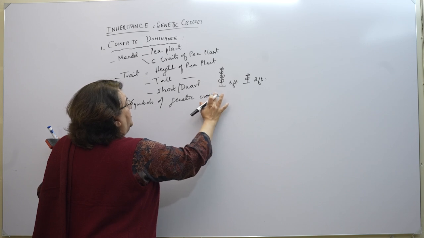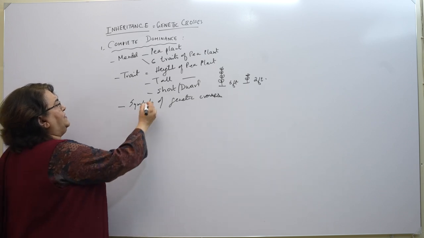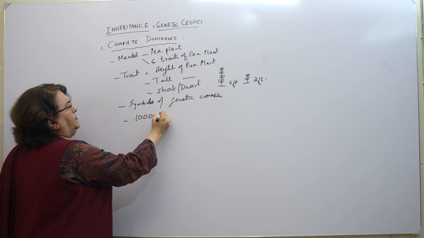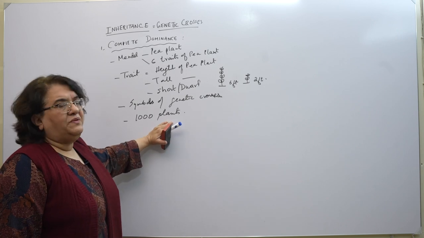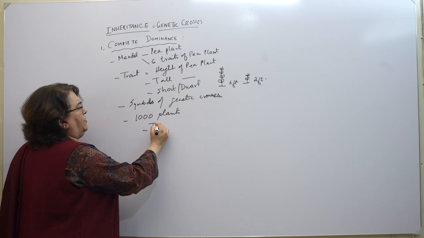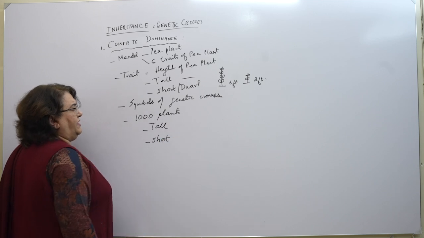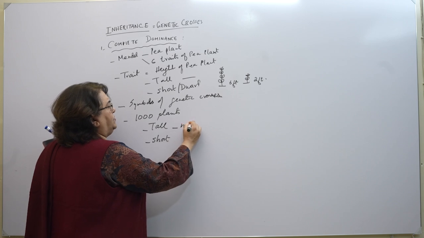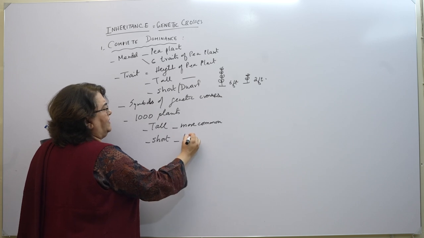All right, now first of all, when you look at height, for example, Mendel grew 1,000 plants, which is a supposed approximate number. He grew 1,000 plants, and out of them, what he discovered was most of them were tall, and the rest of them, or the less common trait, was the dwarf variety or the short variety. So tall was more common and short was less common.